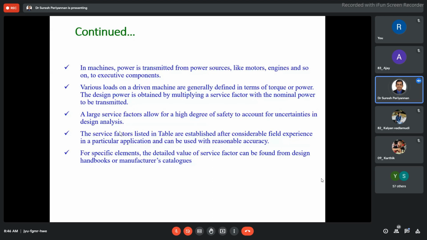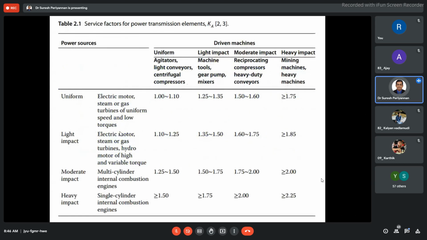Okay, that's what. From the field experience and industrial applications, we are providing the service factor based on that. But how we are providing the service factor based on application, I will show you the table. For the specific elements, the detailed value of service factor can be found from the design handbook or manufacturer catalogs. So what is the service factor? See here. Now, service factor for power transmission. The first thing, the left-hand side, is the power source. 1 minute.